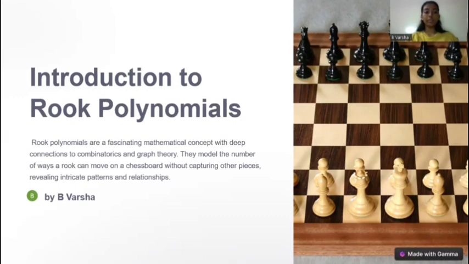Introduction to rook polynomials. Rook polynomials are a fascinating mathematical concept with deep connections to combinatorics and graph theory. They model the number of ways a rook can move on a chessboard without capturing other pieces, revealing intricate patterns and relationships.